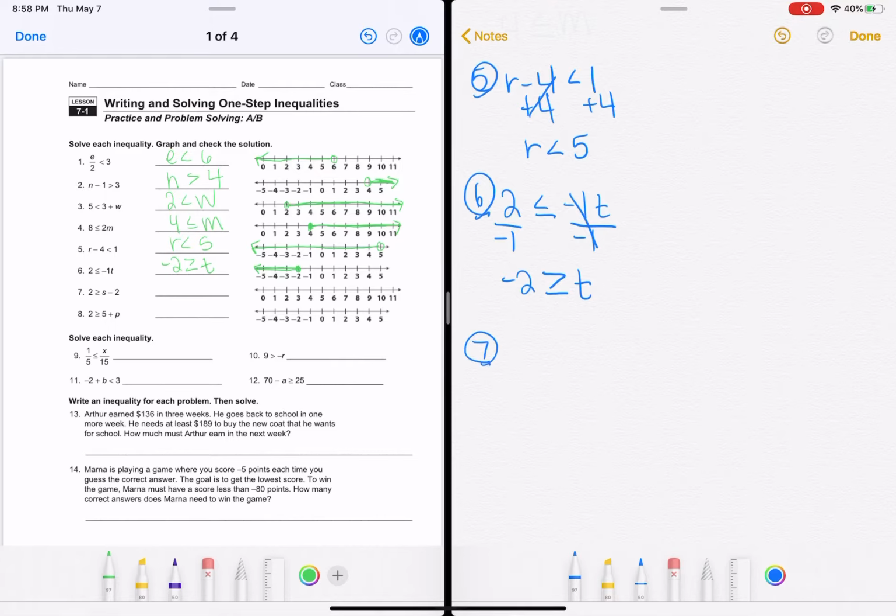Number 7, we have 2 is greater than or equal to s minus 2. Add 2 to both sides. We have 4 is greater than or equal to s. Closed circle at 4. And 4 is going to be greater than or equal to any number s is. So your arrow is going to the left.